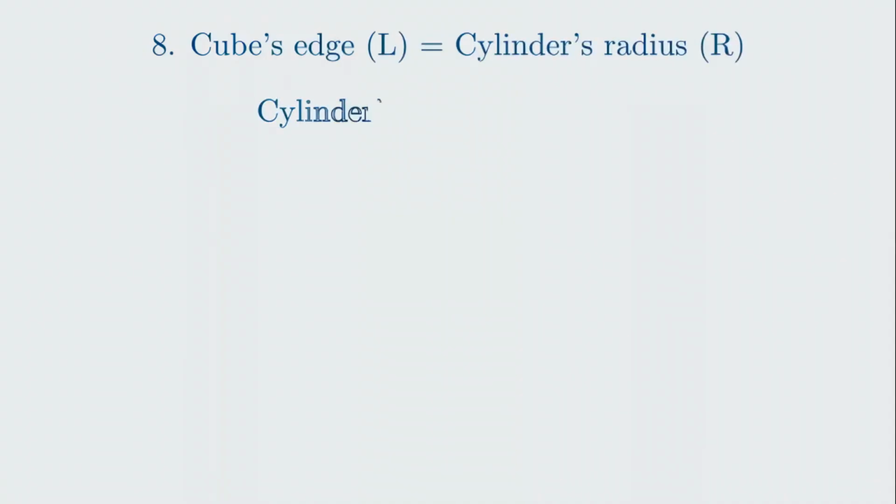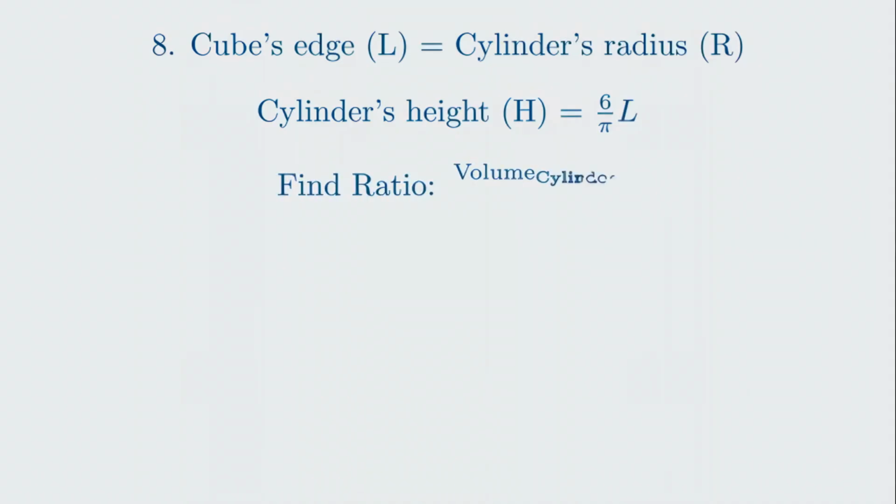Problem 8 involves comparing the volumes of a cube and a cylinder based on a set of relationships. We're given a set of relationships. The edge of a cube, L, is equal to the radius of the base of a cylinder, R. And the height of the cylinder, H, is 6 divided by pi times the cube's edge, L. We need to find the ratio of the cylinder's volume to the cube's volume. Our objective is to use a variable, express the volume formulas for both shapes in terms of that single variable, and then form a ratio to see what simplifies.